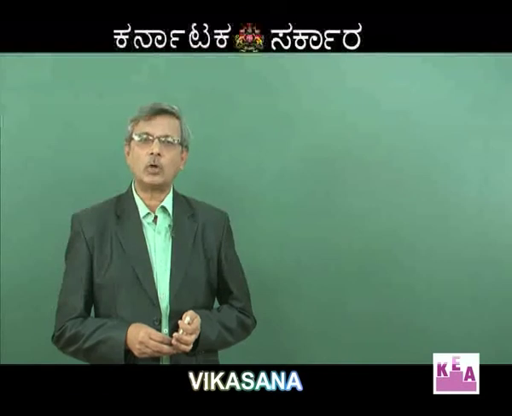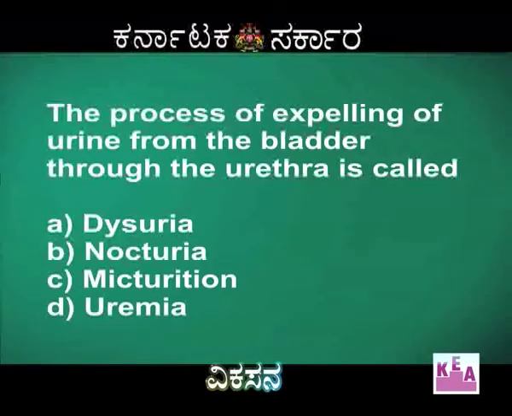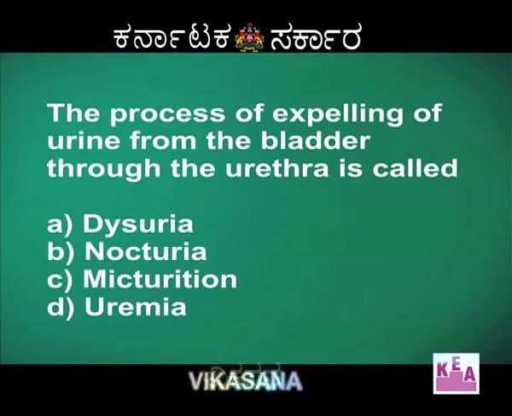Now we go to the next question. The process of expelling of urine from the bladder through the urethra is called. There are 4 options. Option 1, dysuria. Option 2, nocturia. Option 3, micturition. Option 4, uremia. What is dysuria?